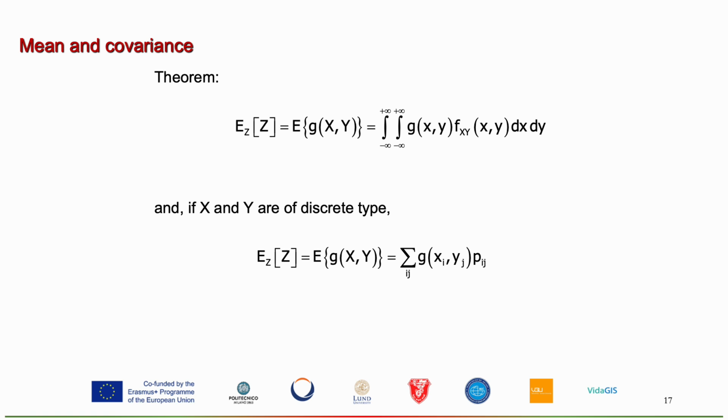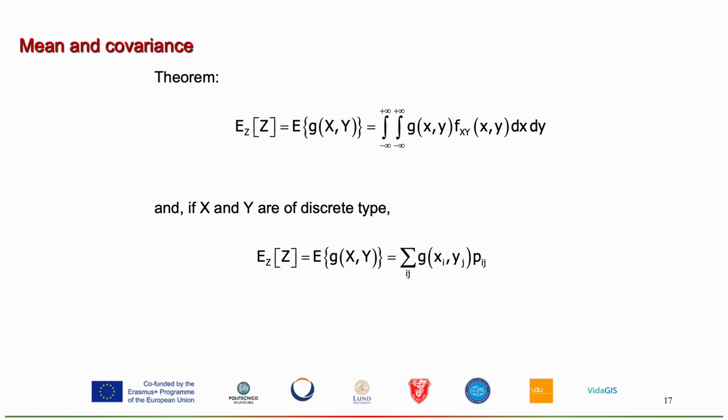The theorem that can be proved, we are not going to prove it, but it is quite simple and quite intuitive, is that the expectation of z, that can be defined as the expectation of g of x, y, is exactly the integral between minus infinity and plus infinity in x of the integral between minus infinity and plus infinity in y of g(x,y) multiplied by the joint density function of x, y.